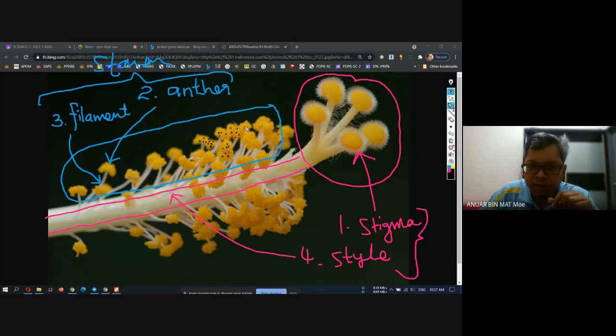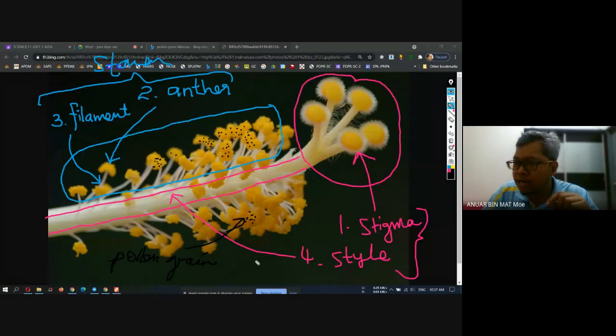This is all pollen grain. The real color of pollen grain is what? Yellow, right? This is all pollen grain. Pollen grain is the male gamete. This also here, right? This is all pollen grain over here.